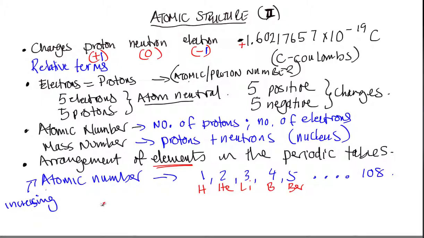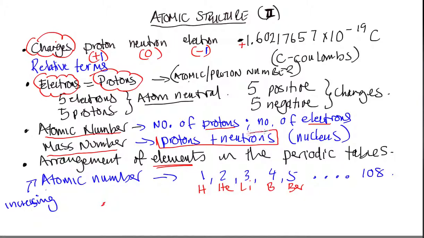So to recap, we've looked at charges. Let me just circle that. We've looked at the numbers of electrons and protons, and we know they are equal. And then we've looked at atomic number and mass number, and we know the atomic number is just the number of either protons or electrons, and the mass number is protons plus neutrons, and these are found in the nucleus.